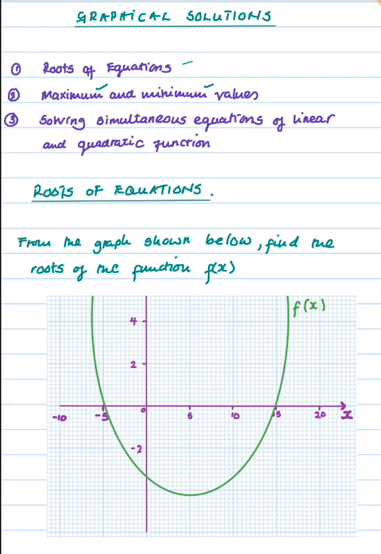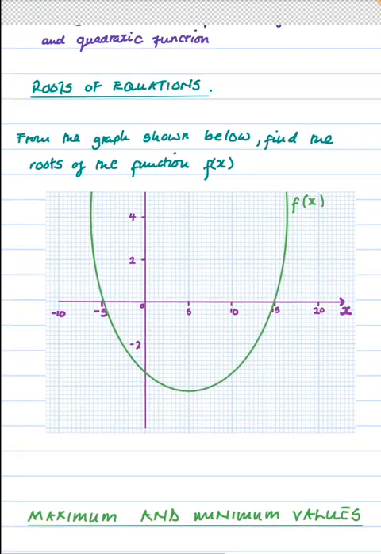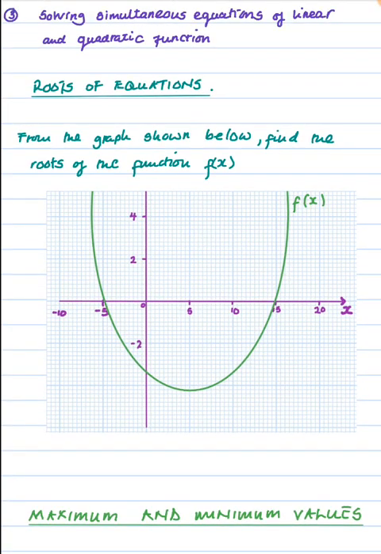So we can have a linear function, which is a line, as well as a quadratic equation. Then the two of them can be solved simultaneously via graphs. So first of all, we can take a look at the roots of equations. So the roots of equations, just to summarize it, are where the graph cuts the x axis.